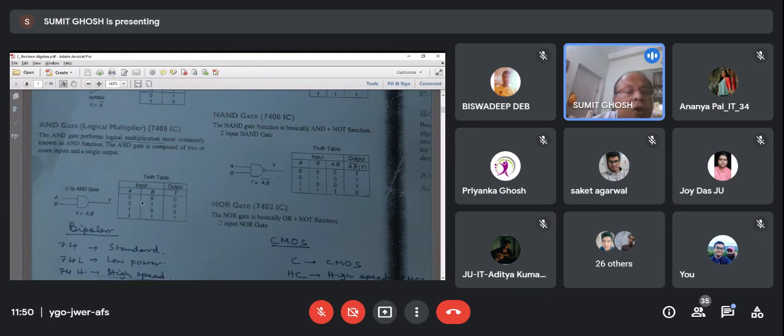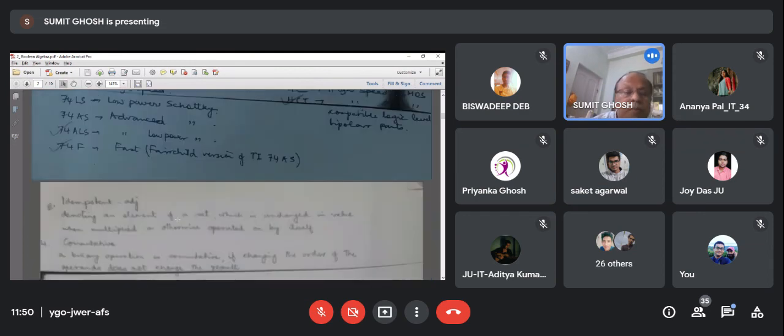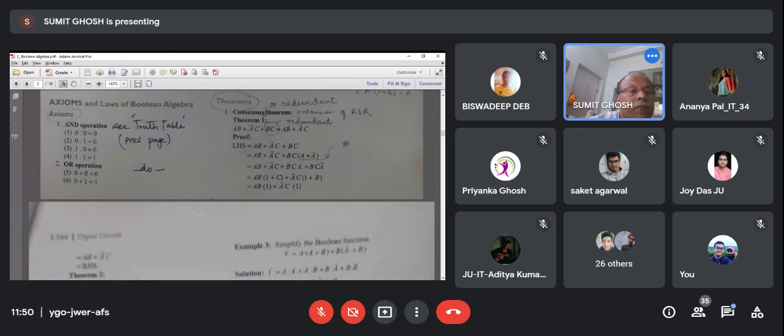So it is written 0.0. That means 0 and 0 is 0. 0 and 1 is 0. 1 and 0 is 0. 1 and 1 is 1. So that is represented and shown here. That is written as axioms. So these are the axioms or laws of Boolean algebra.